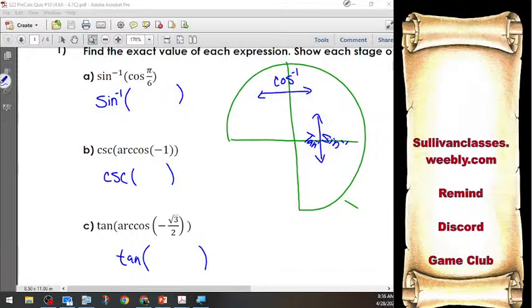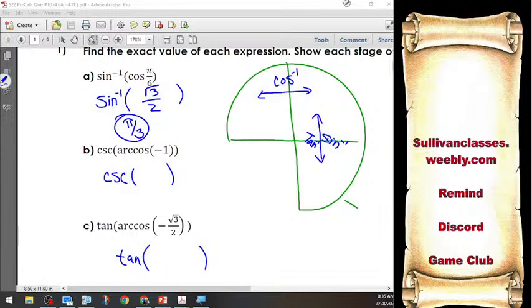So, cosine of pi over 6 is what? Square root of 3 over 2. Just look it up on your circle. Arc sine, restricted to what 2 quadrants? So only look in quadrants 1 and 4 for who has a sine value of square root of 3 over 2, and it's at pi over 3.